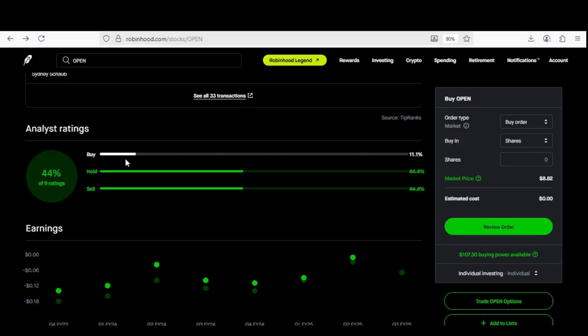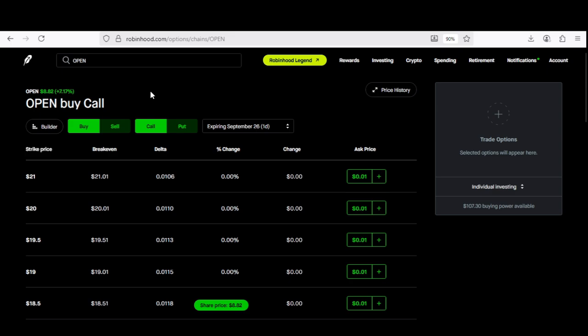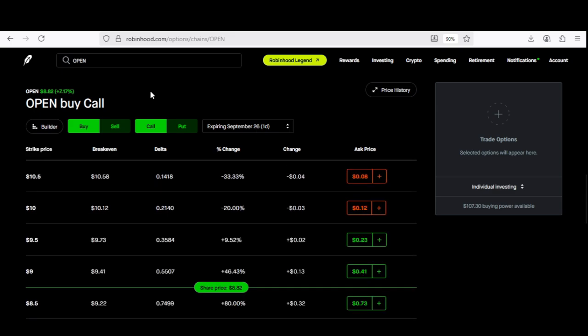Now, based off all that information I just gave you, if I were to trade this stock, this is what I will be doing. Let's go ahead to trade open options down here to open up the options chain. Now that we are on the options chain, before I get into these two option strategies, I need you guys to do yourself two favors.